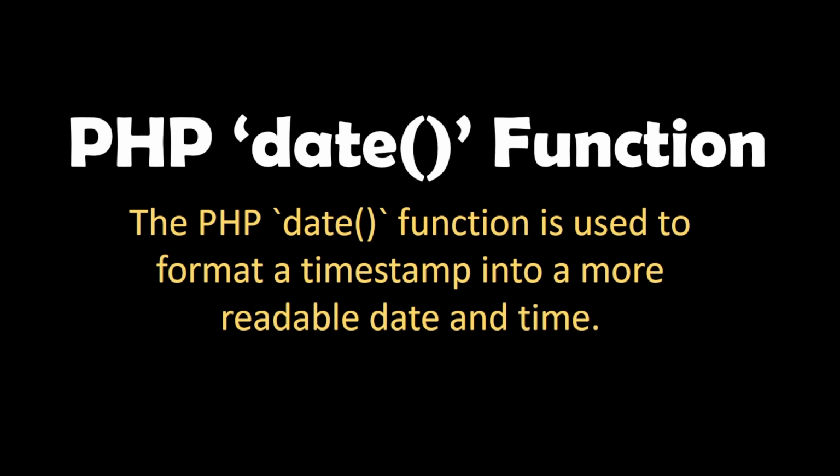The PHP date function is a powerful tool used for formatting timestamps into readable date and time formats within PHP scripts. It provides a straightforward way to manipulate dates and times according to specified formats. Below is a detailed breakdown of the date function's usage, syntax, parameters, and examples. The syntax for the date function is as follows.